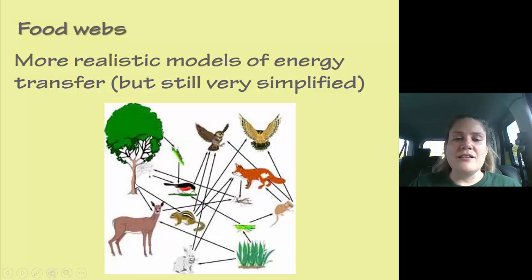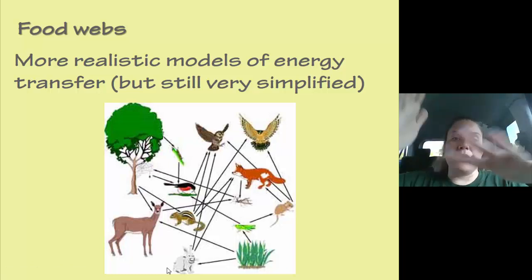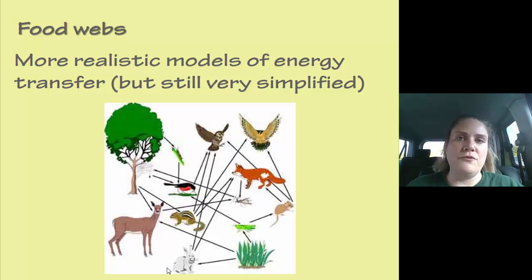So this deer is going to get energy from this tree. See that arrow going from the tree to the deer. But this deer is also going to get energy from the grass. So it's not just one thing. This rabbit is going to give energy to the fox when the fox eats it. This rabbit is also going to give energy to this owl when the owl eats it. And it's going to get energy from this grass. So by the time you have all of these arrows going around, you end up with a web. And so we call this a food web.